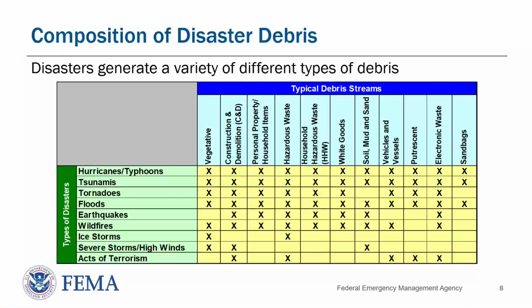What you may not have with an earthquake is those sandbags, and you probably won't have putrescent debris because you don't have a flood wiping through the area and bringing lots of farm animals into your community center potentially. Usually animals are pretty handy. They can sense those seismic vibrations. Same thing with wildfires or ice storms. There are different types of assumptions that go along with those types of debris. And this is a nice handy chart that helps you figure that out.